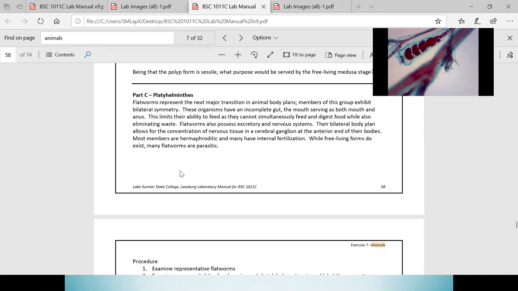So platy, P-L-A-T-Y, what do we know about plateaus? Anybody been out west and know what a plateau is? Yeah, it's a table, right? It's flat. Plateaus are flat. Platyhelminthes, if you went to the doctor and your kid was showing symptoms of pinworms, which would be him scratching around his anal region quite a bit, the doctor would perhaps, if it was bad enough, prescribe your child an anti-helminthic medication. Helminth is worm. So platyhelminthes is a flat worm.